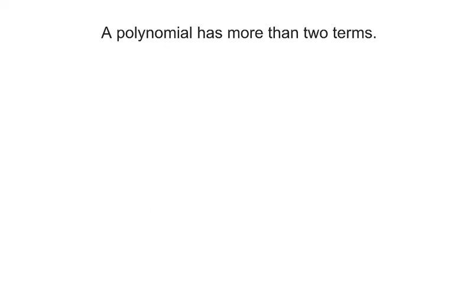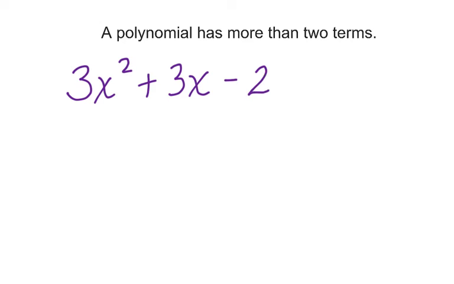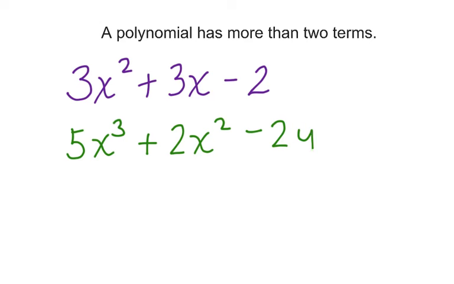A polynomial has more than two terms. We can say that 3x squared plus 3x minus 2 is a polynomial. We can say that 5x cubed plus 2x squared minus 2y plus 10 is also a polynomial. The key is that a polynomial has more than two terms.